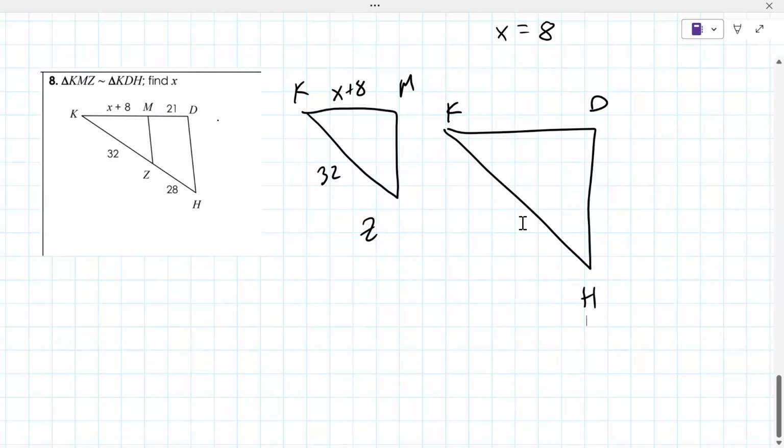It's the length of K to H. 32. That's K to Z. We want to go all the way to H. Part plus part equals whole. So this should be 60. K to D is the same thing. Part plus part equals the whole. It's x plus 8 plus 21. That's x plus 29, like that.